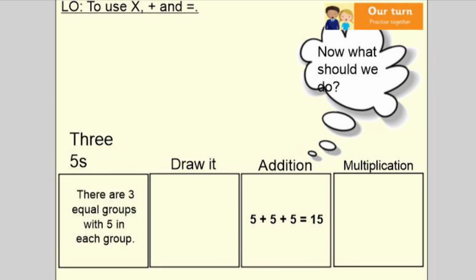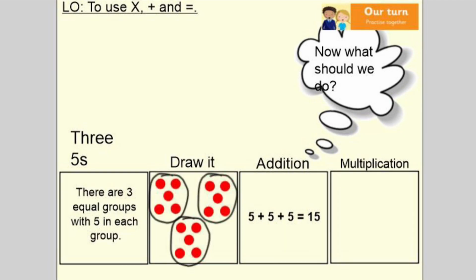We've got 3 5s. Now I'm going to draw my 3 groups of 5 to show it. And now my multiplication sentence, I have 3 lots of 5. So 3 times 5 equals 15.